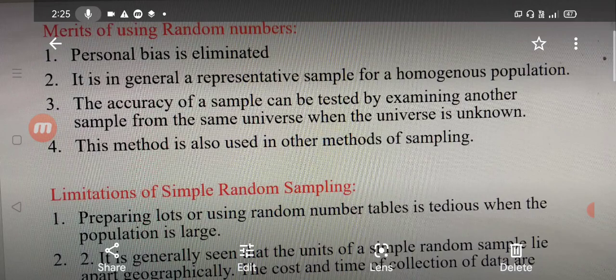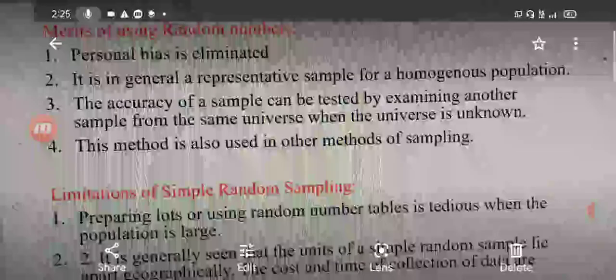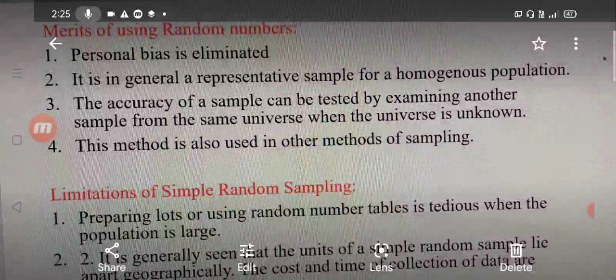And if we discuss the limitations of the simple random sampling, it involves preparing lots of random number tables. It is tedious where the population is large. If the population is high, it is very difficult to identify the method, the framework of the sample size. If it is 100, it's okay. If it is 10,000, it's okay.